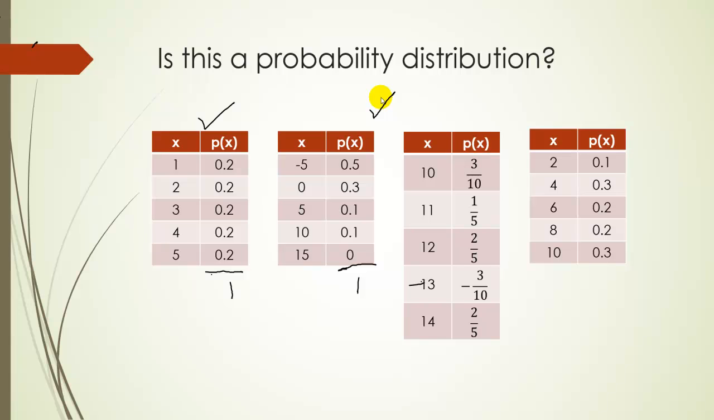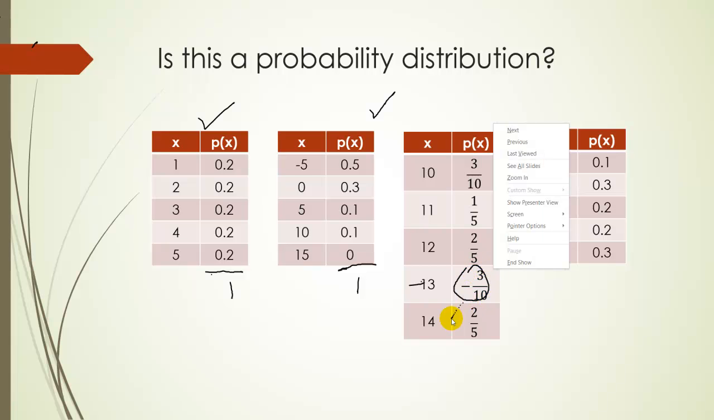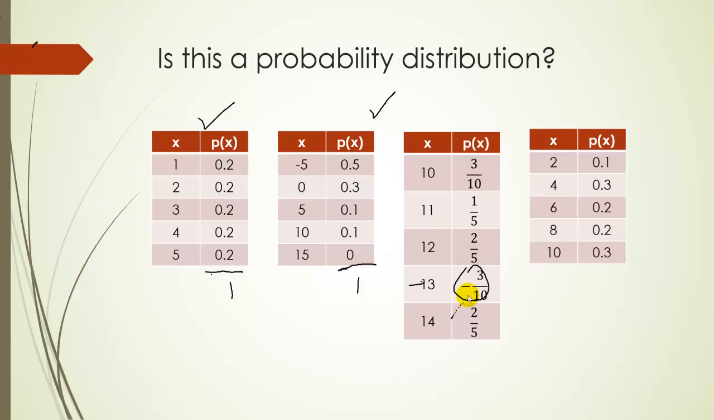What about the next one? All these probabilities look okay until we get to this one. This one right here is negative. That's not allowed. Sorry, I'm trying to get this mouse to work properly. Since that's not allowed, this is not a discrete probability distribution.